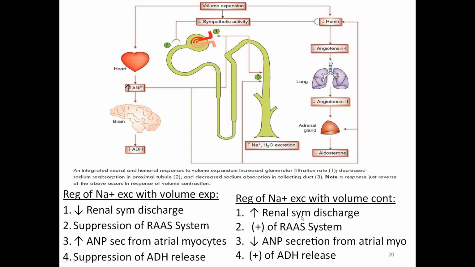So now sodium excretion with volume contraction. I'm sure you can come up with a converse diagram of this entire process. In that case, when there is volume contraction, the sympathetic activity will increase. The renin angiotensin aldosterone mechanism will increase. ANP secretion from atrial myocytes will decrease, and there will be stimulation of ADH release.